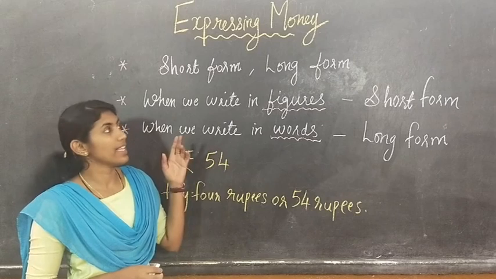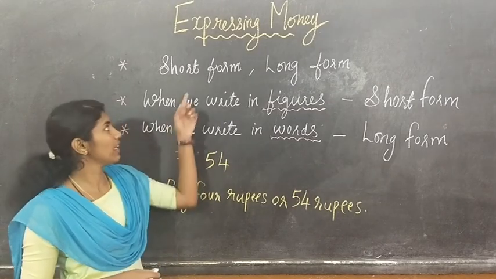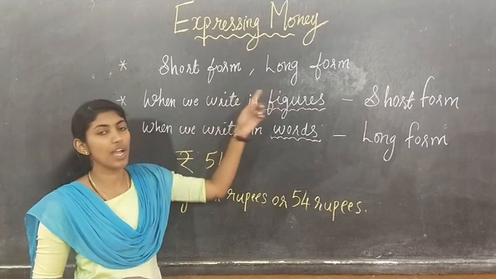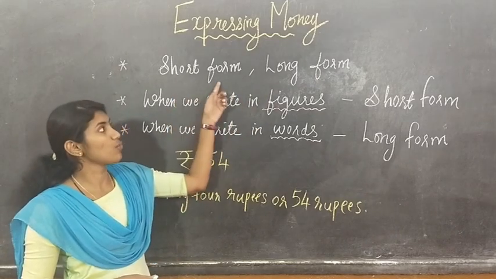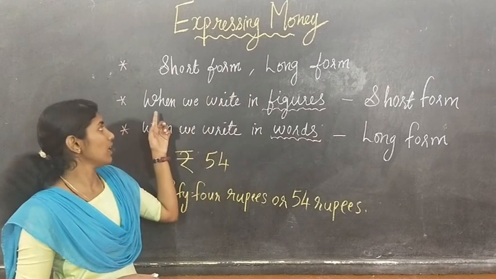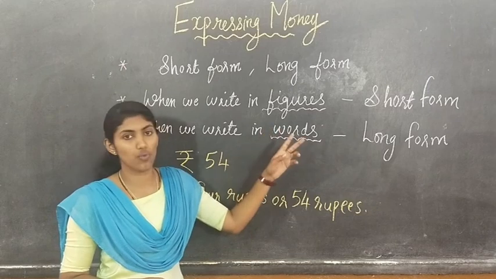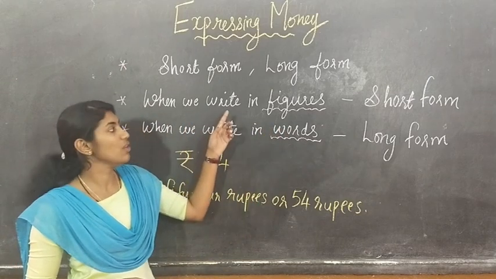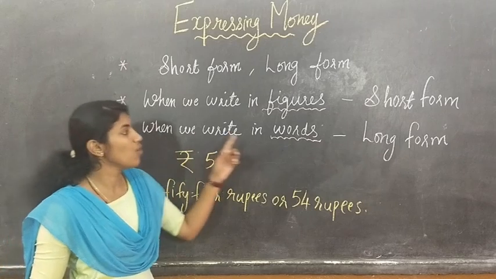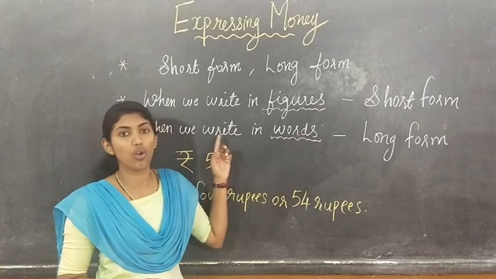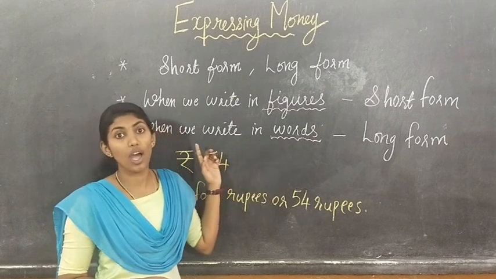Next topic, expressing money. We express money in two forms. They are short form and long form. When we write the money in figures, it is known as short form. And when we write it in words, it is known as long form.